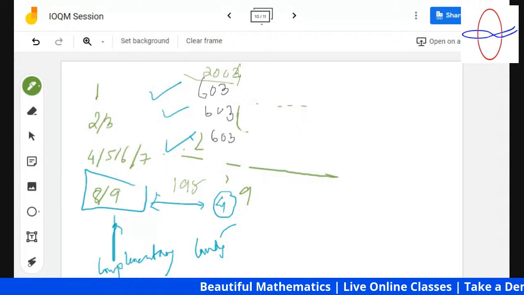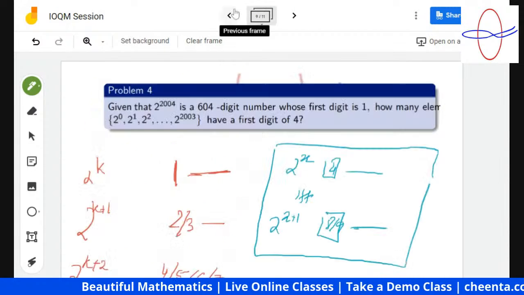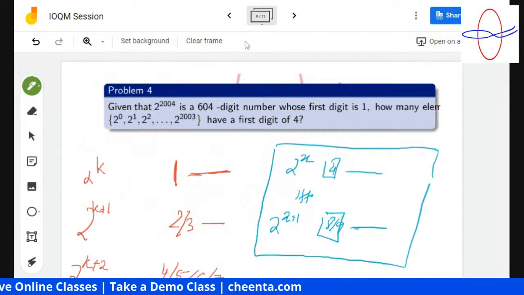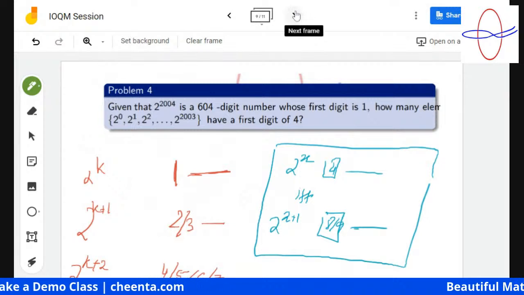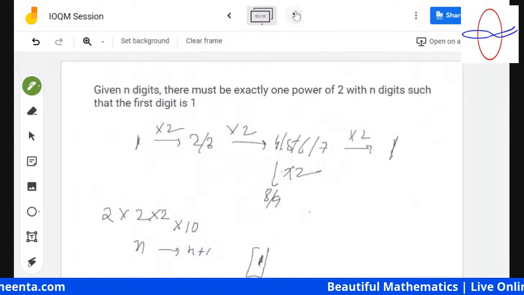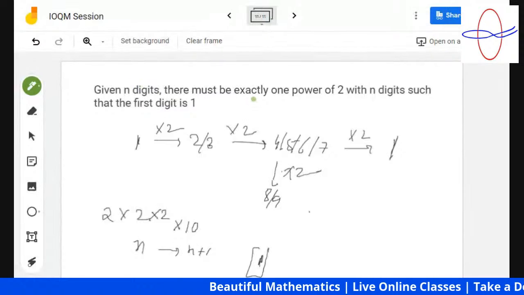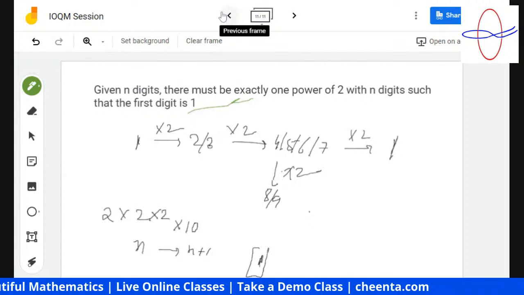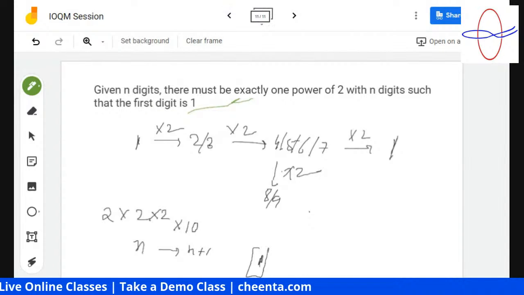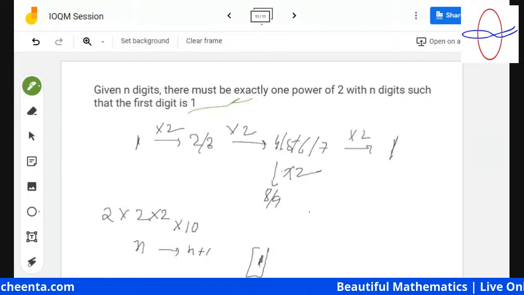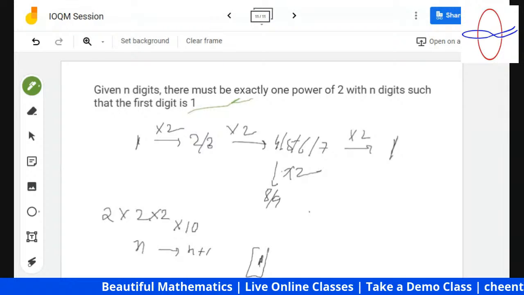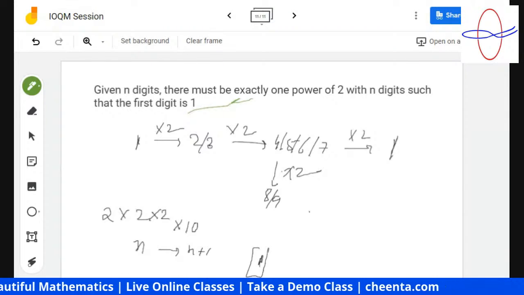It's 6003 because, see, in the question it's given that it's a 6004-digit number whose first digit is 1, 2004. Therefore, before that, there are 6003-digit numbers at max. And we know that for every n-digit number, there is exactly one n-digit power of 2 whose first digit is 1. So therefore, exactly 6003 numbers start with 1.